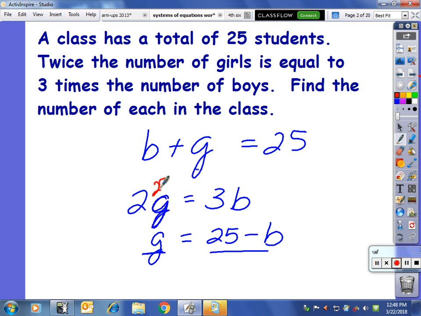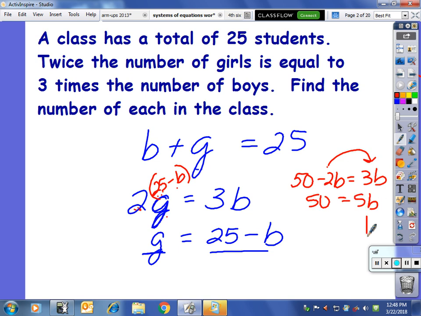I'm going to take it out and put 25 minus B in its place. Now, instead of 2 times G, I've got 2 times (25 minus B) equals 3B. Well, you've got to distribute here. 2 times 25 is 50. 2 times negative B is negative 2B, and that equals 3B. Move these negative 2B's over here. You have 50 equals 5B, and you still get 10 boys. And then 25 kids, that would give you 15 girls.